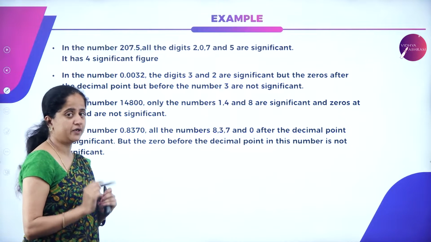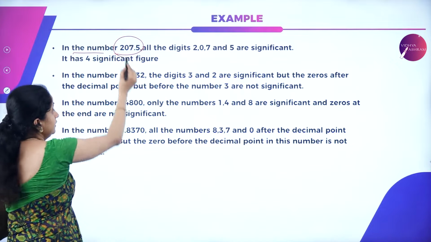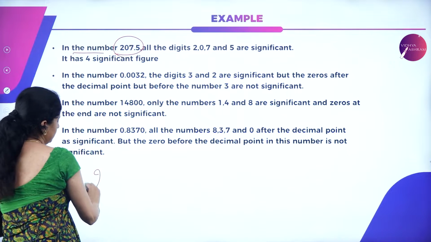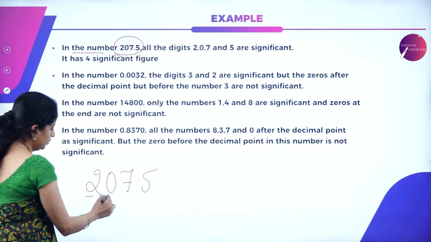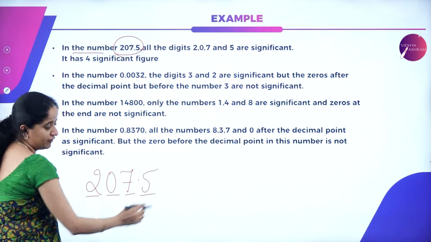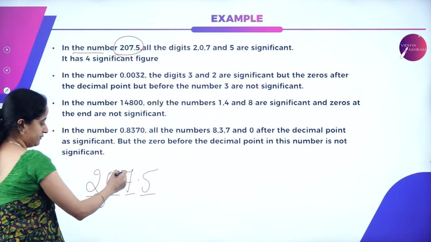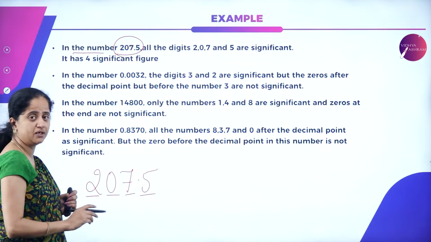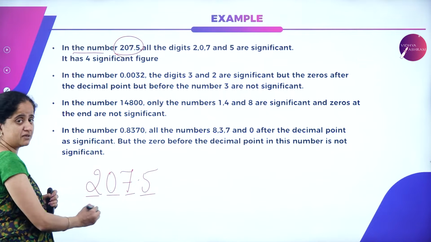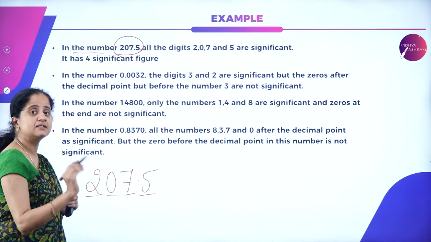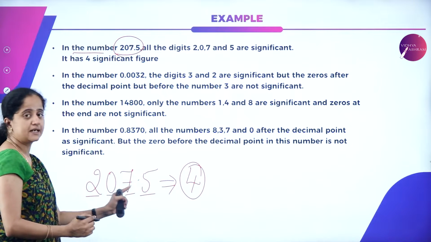Now let us see a few more examples. In the number 207.5, the digits 2, 0, 7 and 5 are all significant figures because 5 is a non-zero number, 7 is a non-zero number and 2 is a non-zero number. All 3 are significant figures, and this 0 is present between 2 non-zero numbers, and hence it is also considered as a significant figure. So there are a total of 4 significant figures in this example.